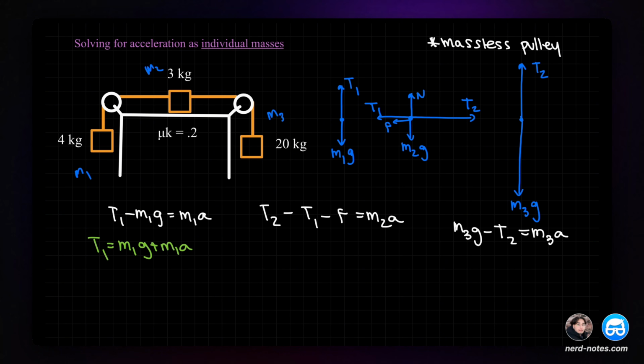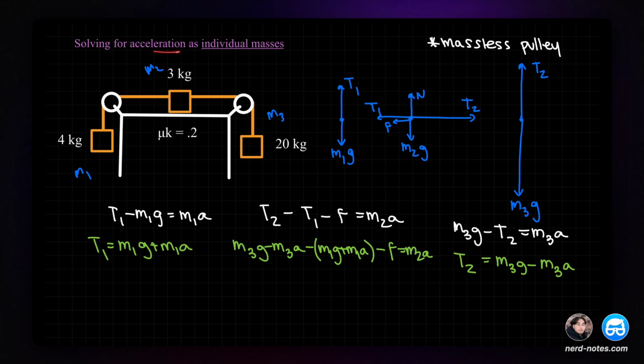And then on the right, we're going to solve for T2, and T2 is going to be equal to M3G minus M3A. Alright, awesome. Now that we have 2 equations for T1 and T2, we can go ahead and plug them in. So let's plug in T2 first. It's going to be M3G minus M3A minus T1, which is going to be M1G plus M1A minus friction is equal to M2A. We can go ahead and start simplifying.